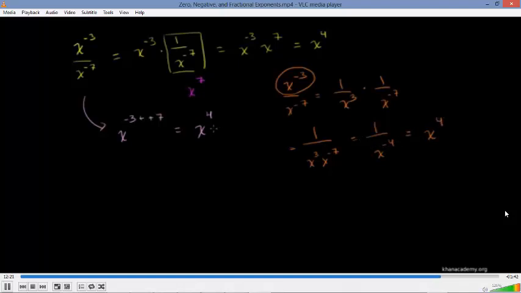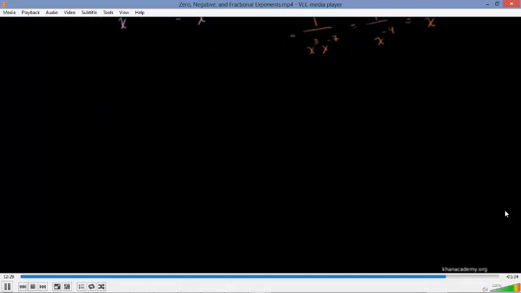So no matter how we did it, as long as we're consistent with our rules, we got x to the 4th. Let's do one more slightly hairy one, and then I think we'll be done for now. Let's say we have 3x squared times y to the 3/2 power, and we're going to divide it by x times y to the 1/2 power.